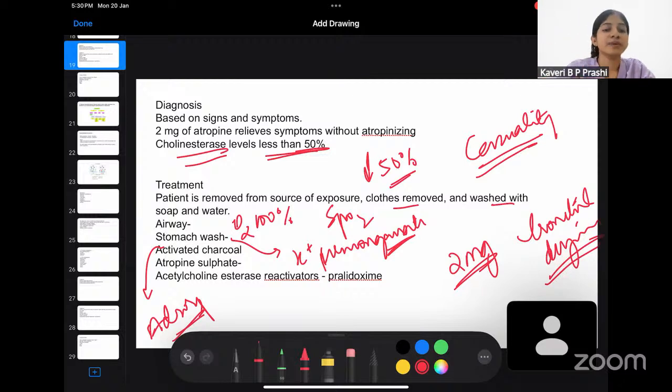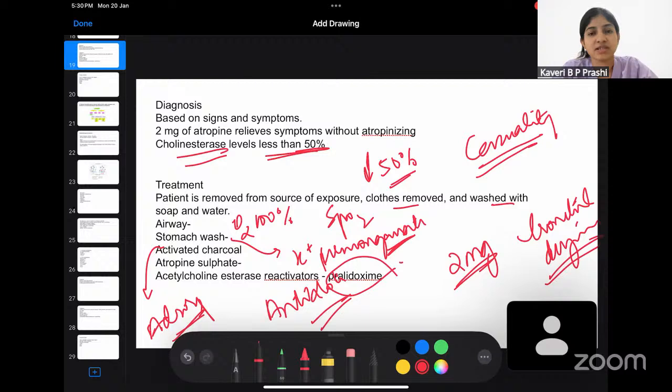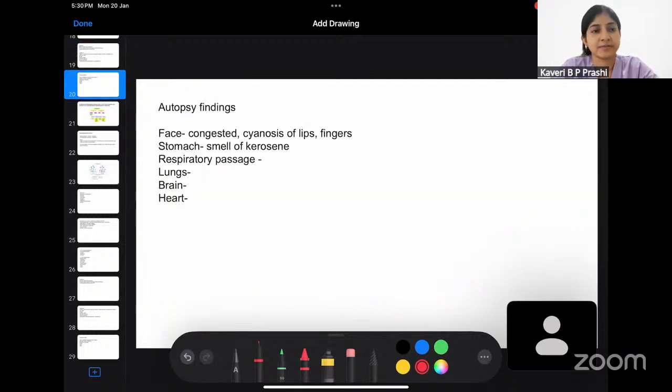You can give atropine sulfate, which is an antidote in the case of organophosphorus poisoning. And also you can give acetylcholinesterase reactivators like pralidoxime. Pralidoxime is going to reactivate, or bring back, the activity of the cholinesterase enzyme. So remember, you have to give it within 6 hours. If the patient comes after 6 hours and then you give pralidoxime, aging of the enzyme would have taken place. That is why it is not going to serve the purpose.